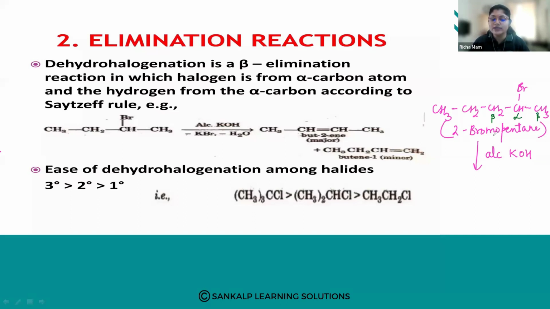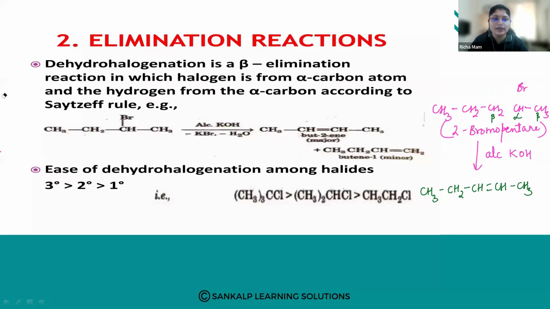So according to Saytzeff's rule, which is the product obtained? It will be CH3, CH2, CH double bond CH, CH3. From this hydrogen will be eliminated, and a double bond will be formed. So this is one product, which is the major product.